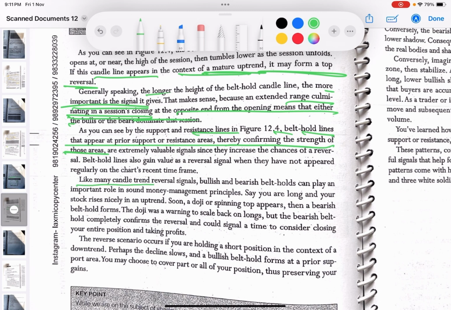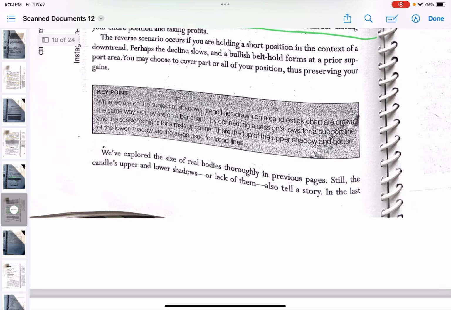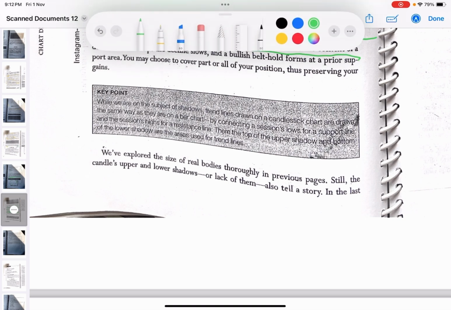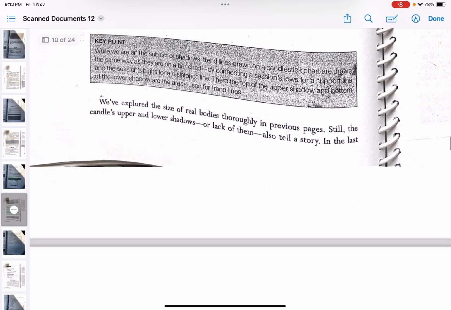Like many candle trend reversal signals, bullish and bearish belt holds can play an important role in sound money management principles. Say you are long and your stock rises nicely in an uptrend. Soon a doji or spinning top appears, then a bearish belt hold forms. The doji was a warning to scale back on the longs, but the bearish belt hold completely confirms that the reversal is starting. So that means you can book your entire position. You can also use these candlestick patterns to book your targets. The reverse scenario occurs if you are holding a short position. If there's a downtrend going on and you see dojis forming and then a bullish belt hold, then you know that you are supposed to exit the trade.